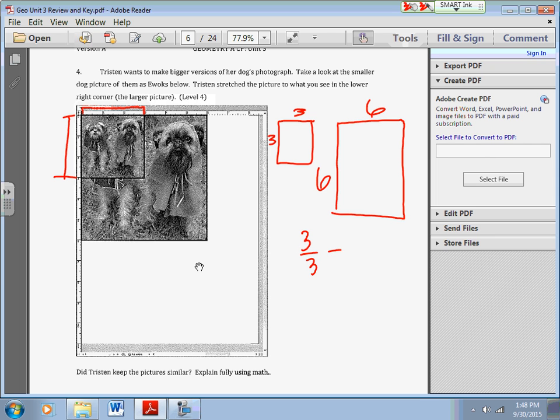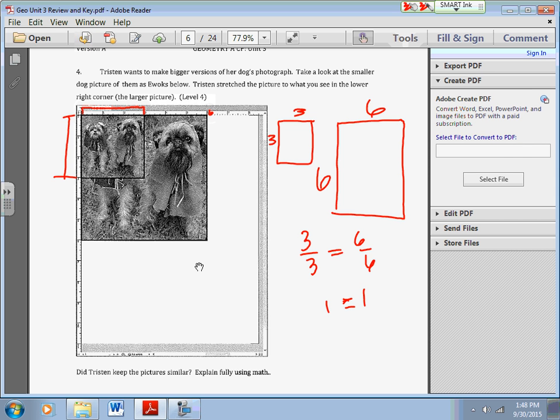3 over 3 and 6 over 6 both give you a ratio. Let me count the side of the enlargement: 1, 2, 3, 4, 5, 6. I messed up on the number there, so thank you. The new dimensions are 5 and 7, so 1, 2, 3, 4, 5, and then 6, 7.